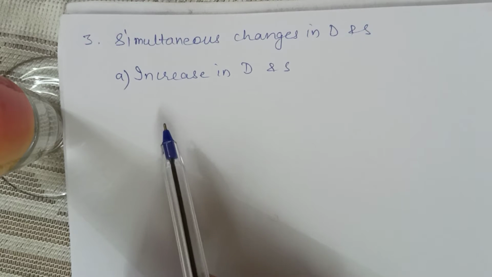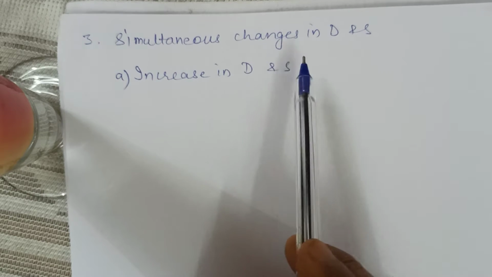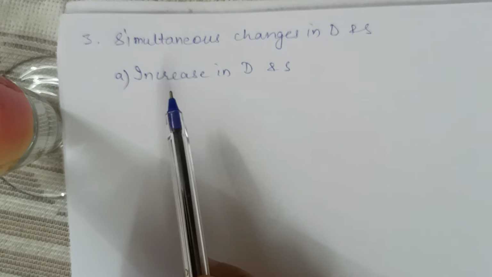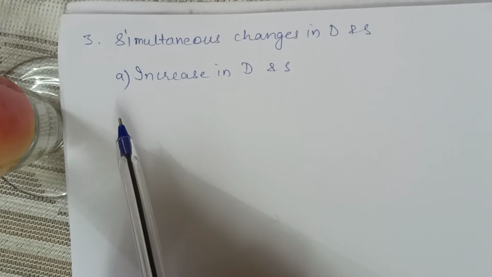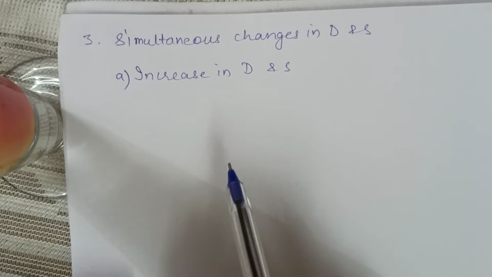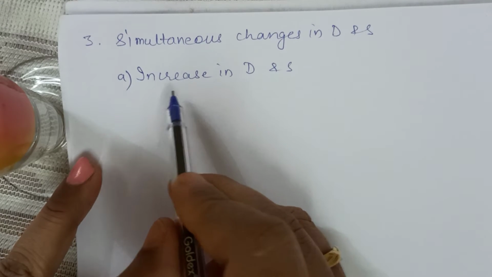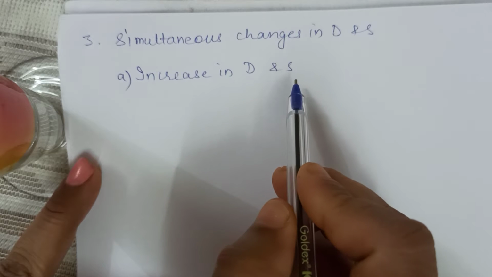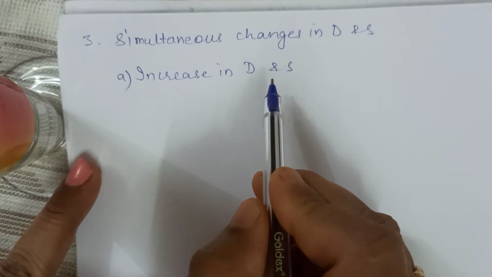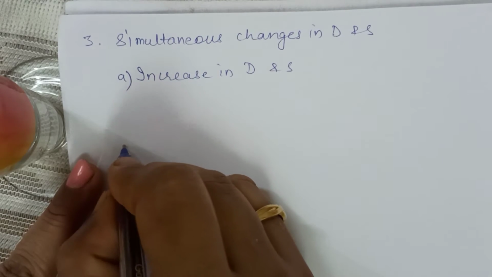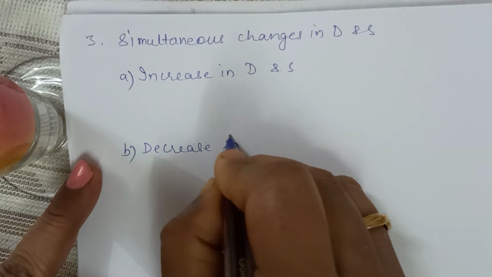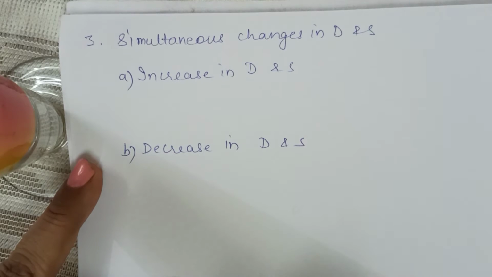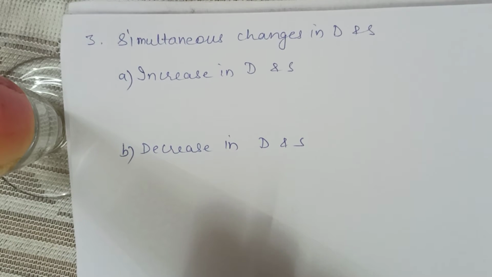Now we are going to see the third possibility, that is simultaneous changes in demand and supply. It means both are going to change together. Under this, there are a number of cases. First, increase will take place in both demand and supply. Second, decrease in demand and supply. It means both are going to decrease.